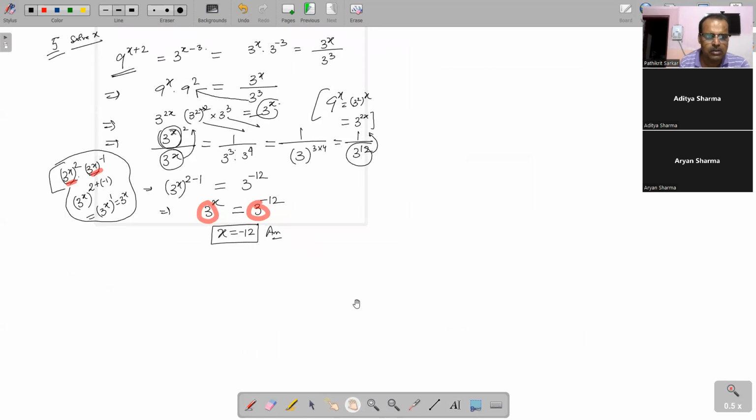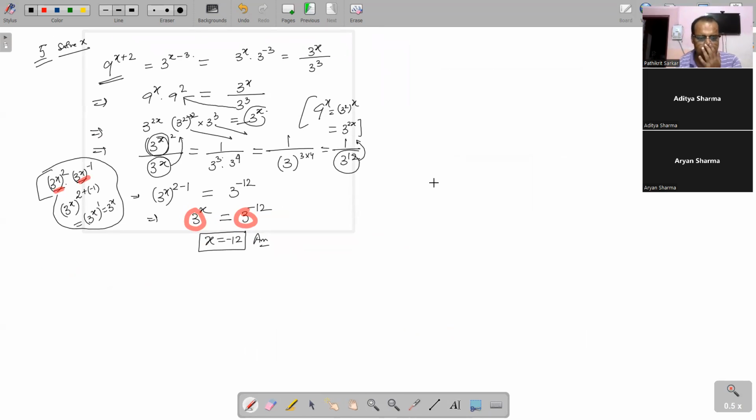So इस equation को तुम आराम से solve कर सकते हो, ठीक है? This is the way you can handle such kind of equation.